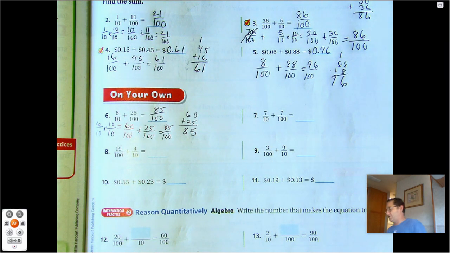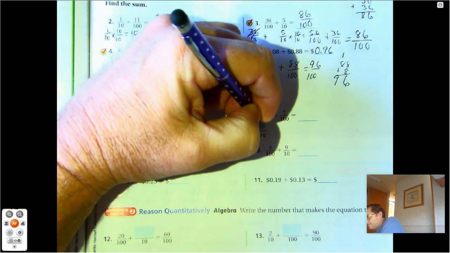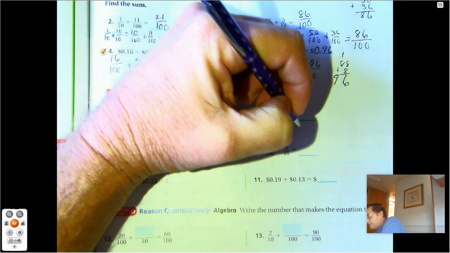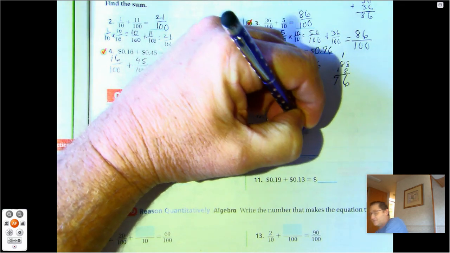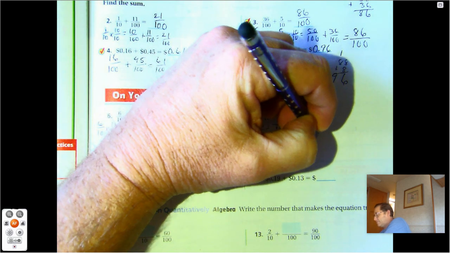7/10 plus 7 hundredths. Multiply 7/10 by 10. So we have 70 hundredths plus 7 hundredths. And that's 77 hundredths.